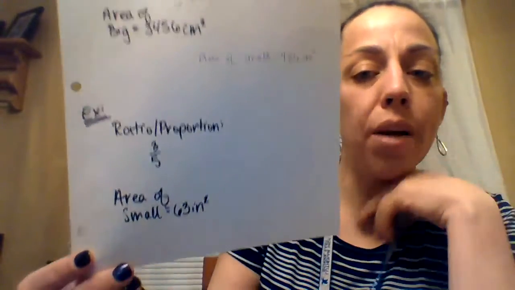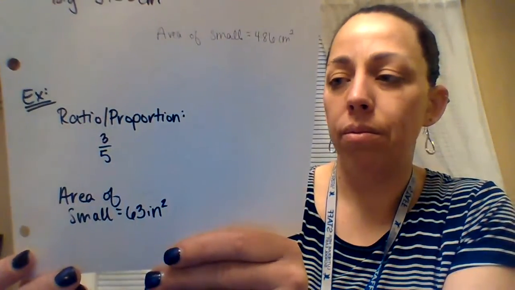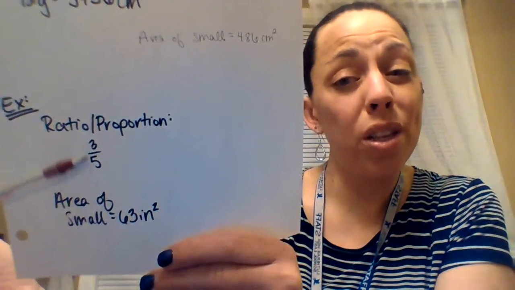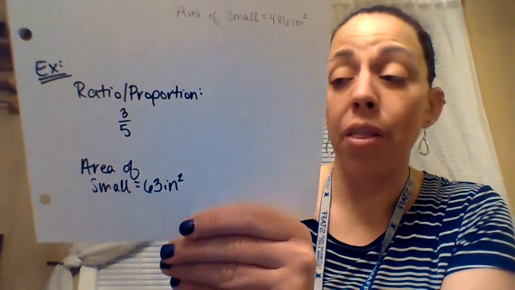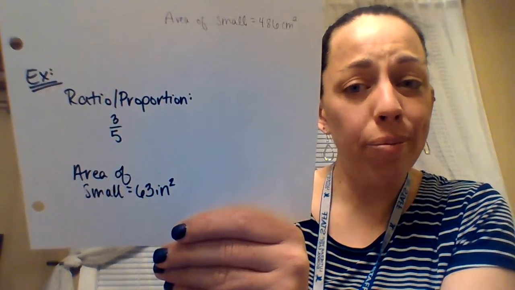All right, so look at the bottom one. Go ahead and write down that example. All right, our ratio or proportion is 3/5. Remember, that's a small fraction. We might need to do the other one. Are we given the small area or the big area? Since we're given a small area, I need the big fraction.